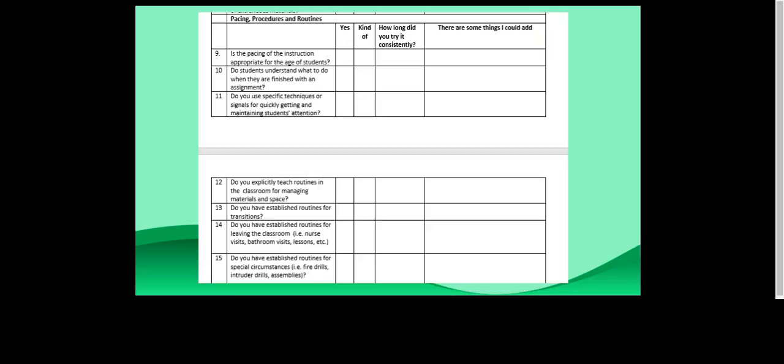Is there pacing and instruction appropriate for the students? Are you keeping that fast pace of instruction as we discussed in part 1 of this training? Do students understand what to do when they are finished with an assignment? Do you have specific procedures in place for when students are finished with the assignment, what they're supposed to do, where they turn in their work?